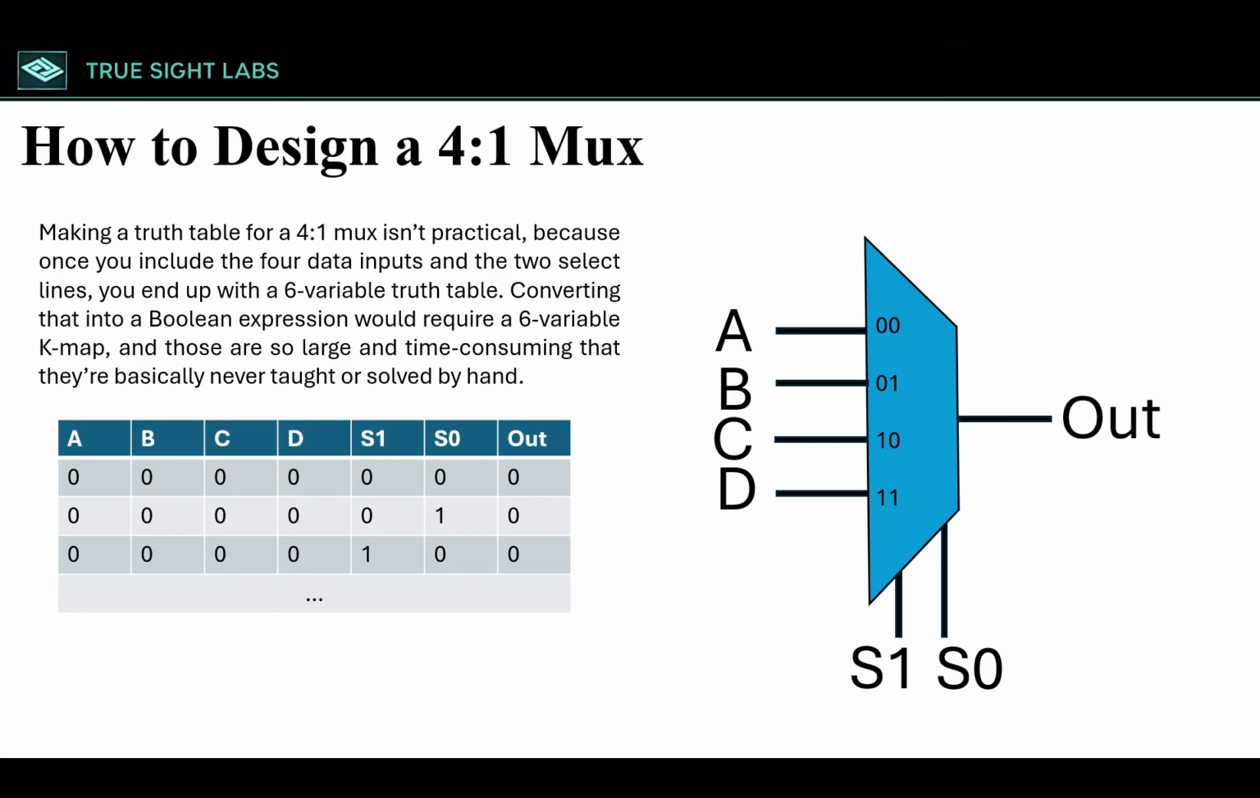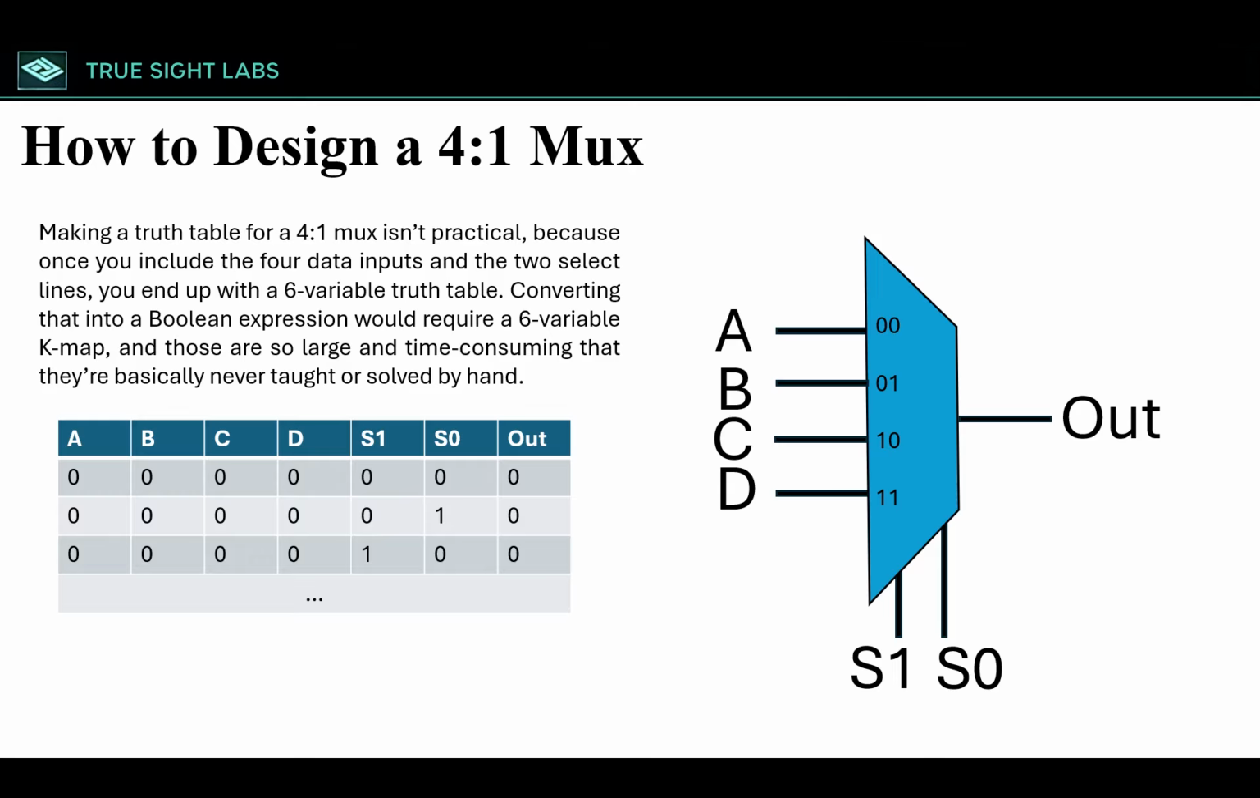So how do we go about designing a 4-to-1 MUX? You could try to do it the same way we designed the 2-to-1 MUX, by writing a truth table and solving for a Boolean expression. But for a 4-to-1 MUX, that approach stops being practical. Once you include the 4 data inputs and the 2 select lines, you end up with a 6-variable truth table, which means 64 rows. And converting that into a Boolean expression would require a 6-variable K-map. And those are so large and time-consuming that they're basically never taught or solved by hand.